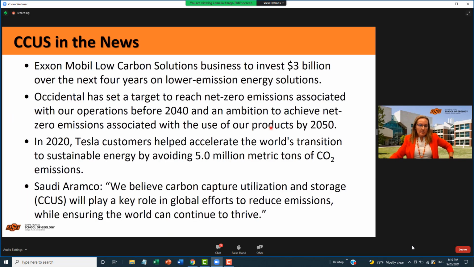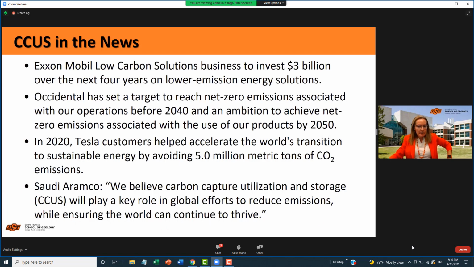I thought I would just put some highlights in here. I'm sure you all hear about carbon and climate and everything, but ExxonMobil, since Patty was with ExxonMobil, ExxonMobil Low Carbon Solutions business, they are committed to invest $3 billion over the next 4 years on lower emission energy solutions. Occidental, they are really big on reaching net zero emissions by the mid-century. Tesla, of course, is committed to that, although those batteries, they kind of need to do something about them.